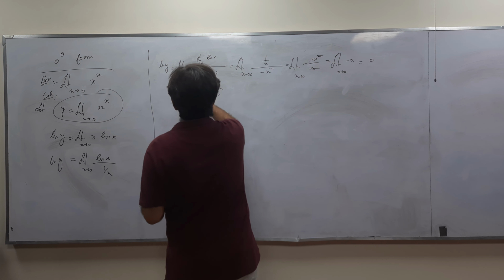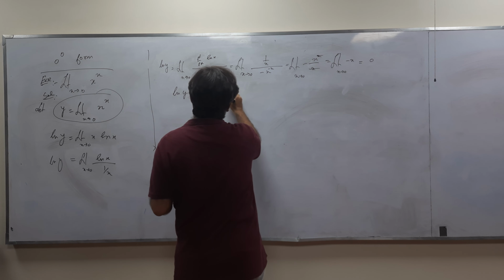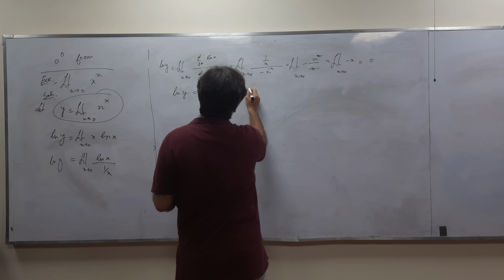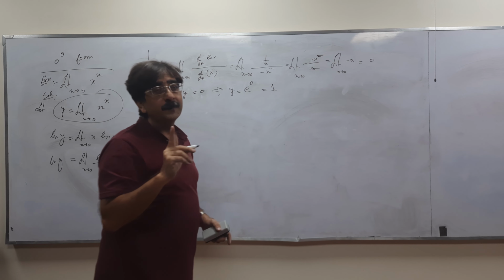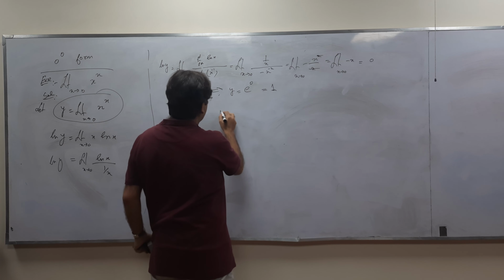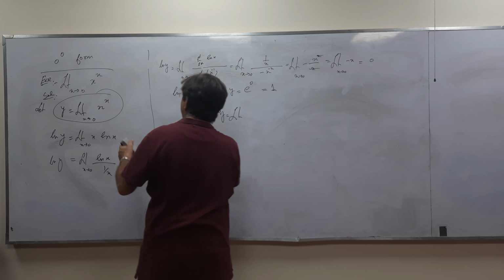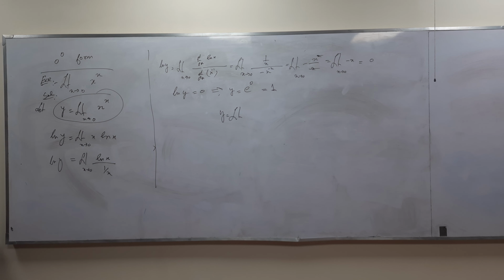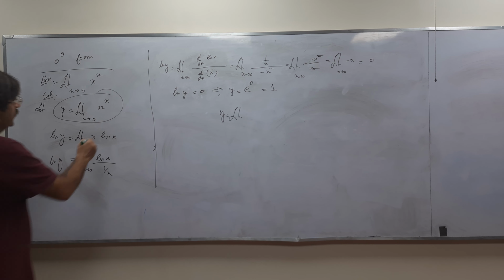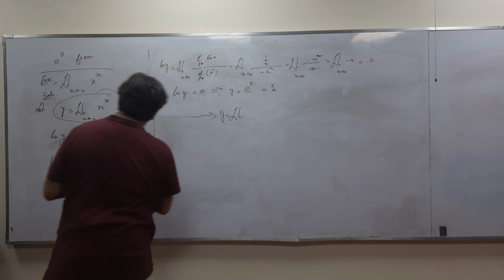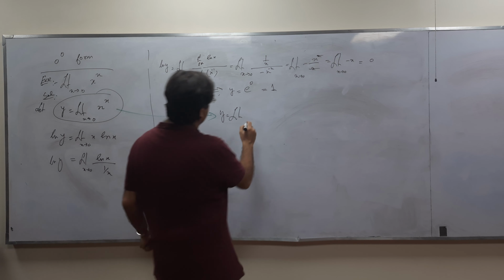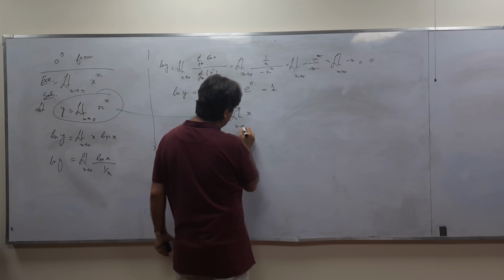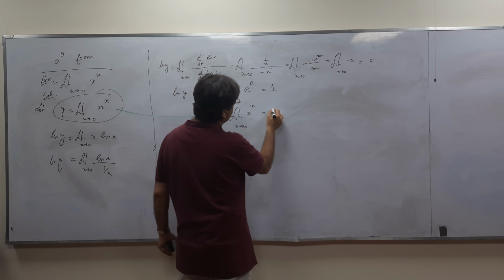That means log of y is equal to 0. This implies that y equals e power 0, which is equal to 1. But what is y? The limit as x approaches 0 of x to the power x is equal to 1.